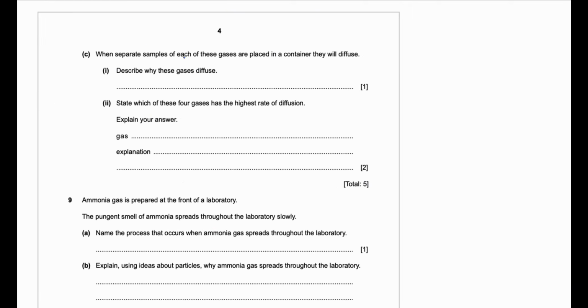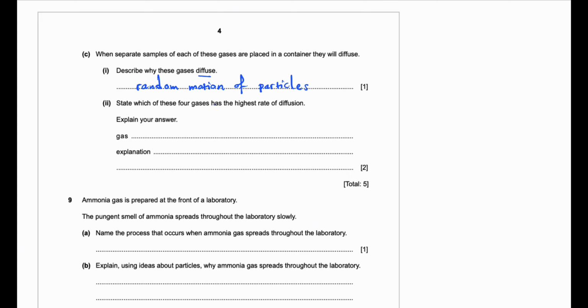When separate samples of each of these gases are placed in a container, they will diffuse. Describe why these gases diffuse. Diffusion in general happens because of the random motion of particles. So the reason for any diffusion process is the random motion of particles. That's the main reason. If you're asked for another reason, you may say because of the difference in concentration. So diffusion always happens from high concentration to low concentration.